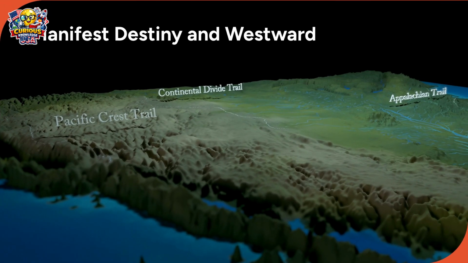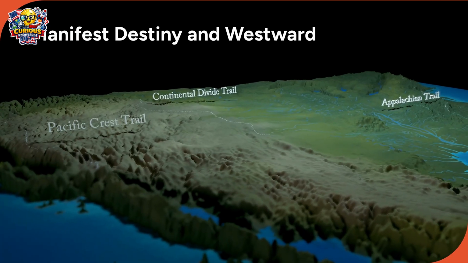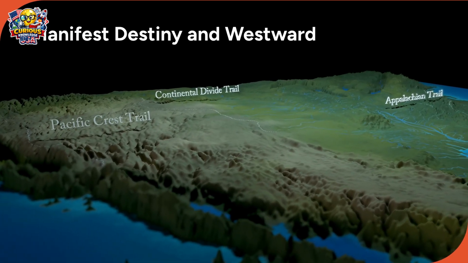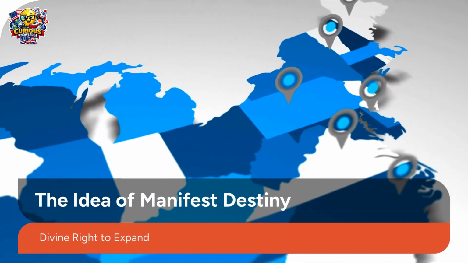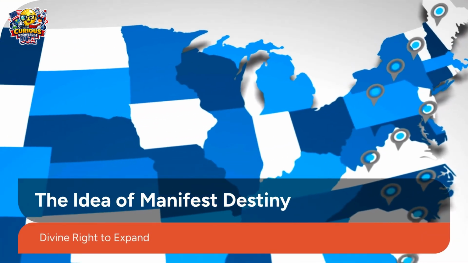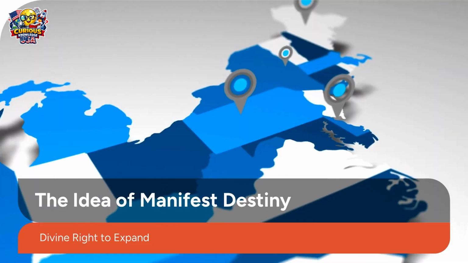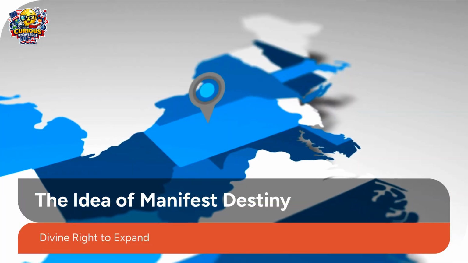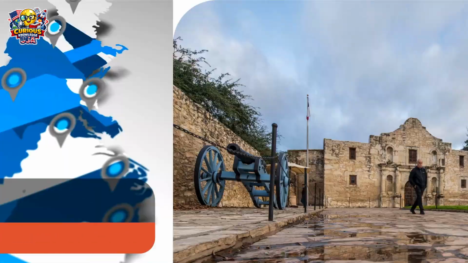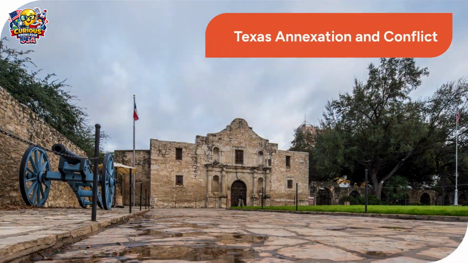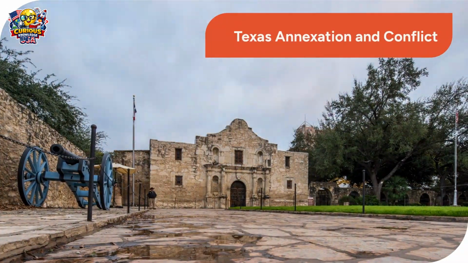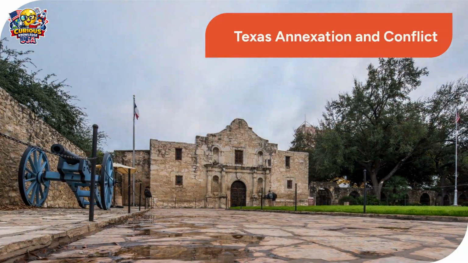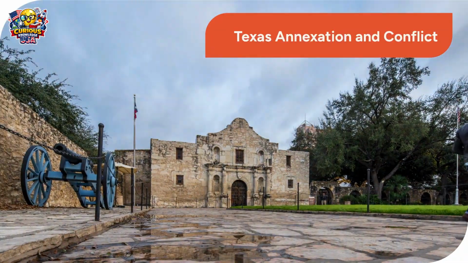The 1820s through the 1840s were defined by a powerful ideological belief that drove expansion across the continent. Manifest destiny was the conviction that American settlers were destined to expand across North America. This belief justified the acquisition of new territories and the displacement of existing populations. The annexation of Texas in 1845 and the subsequent Mexican-American War resulted in significant land gains for the U.S., but also deepened sectional tensions within the country.